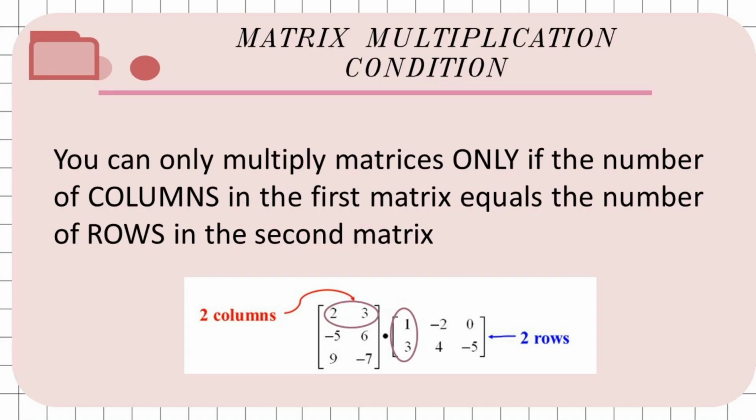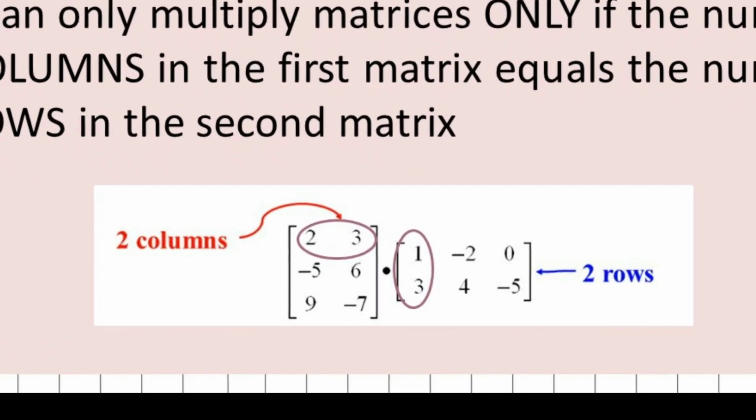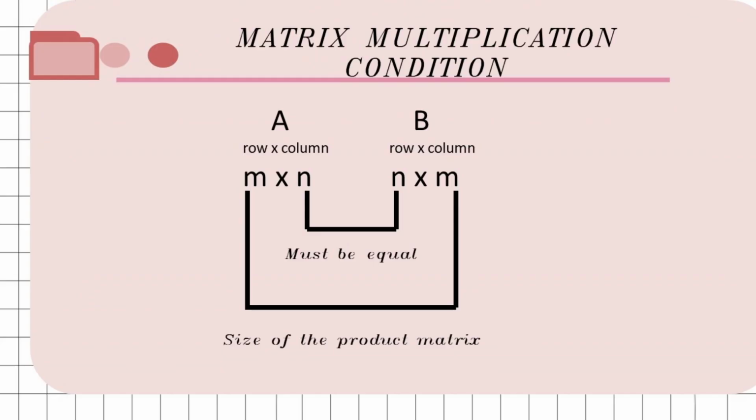Now let's move forward to the matrix multiplication condition. Remember that you can only multiply matrices if the number of columns in the first matrix is equal to the number of rows in the second matrix. Example in the picture. So for example, if you have two matrices A and B, the inner part must be equal and the outer is the size of the product of the matrix.